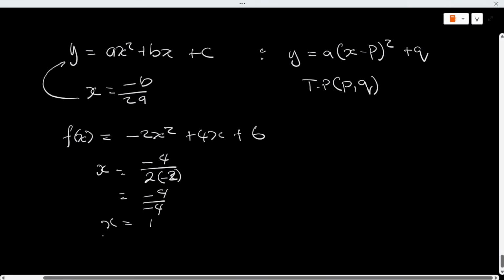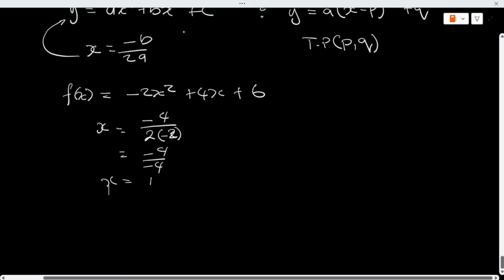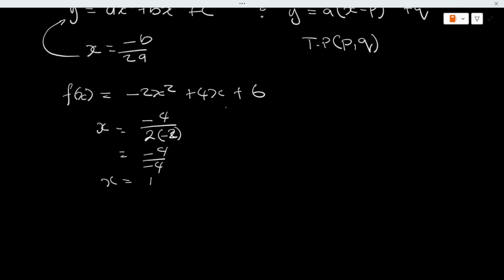Now that we have found the value of x here, what we need to do then is take this back into our equation and plug it back. So let's plug it back into this equation. What do we get? We get that f of 1 is equal to minus 2 times 1, all that squared, plus 4 times 1 plus 6. Now this is going to be equal to minus 2, plus 4, plus 6, so the total will be 8. So f of 1 is equal to 8.